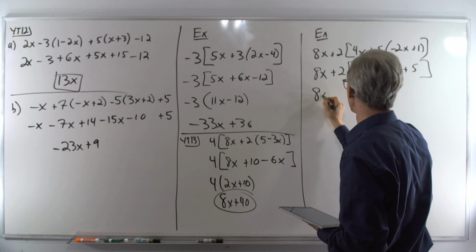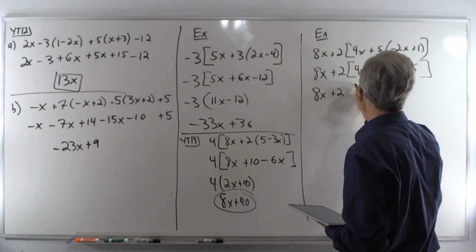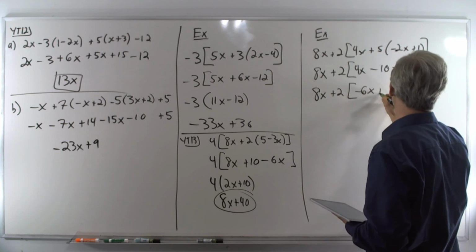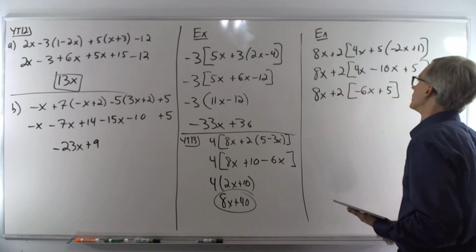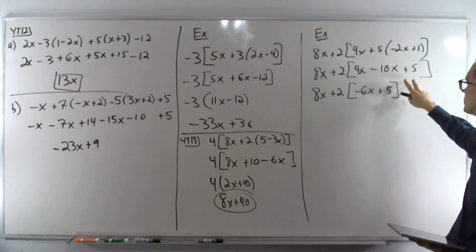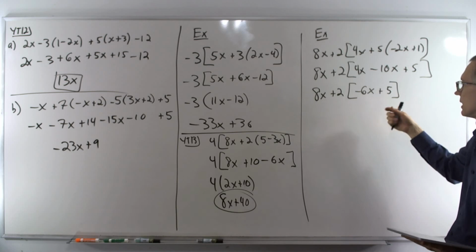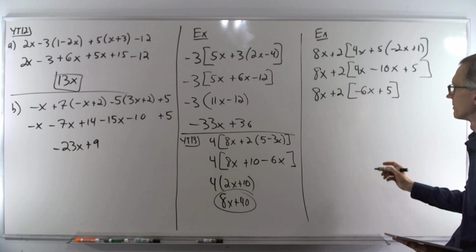Right? Keep writing everything down every step. When I see students just do the distribution and leave this stuff off and then try to get the next step, that's where I see a lot of mistakes.